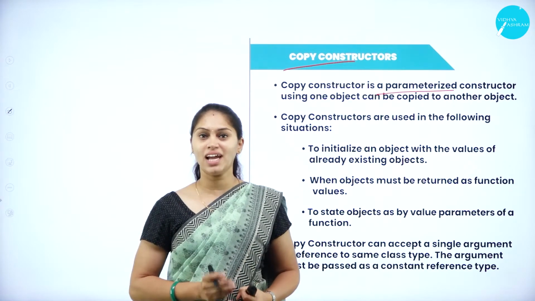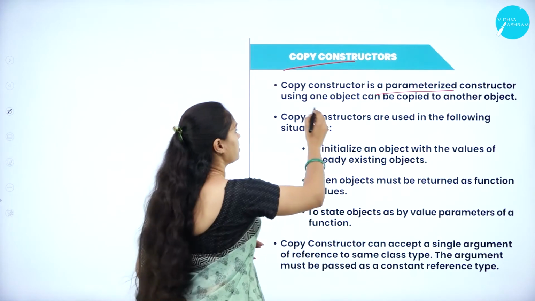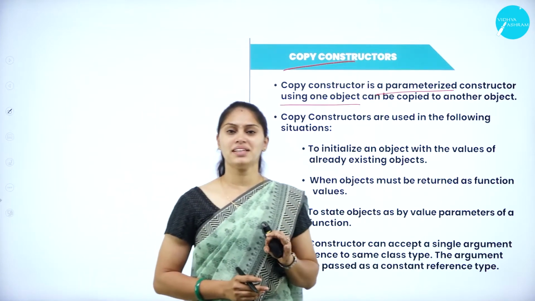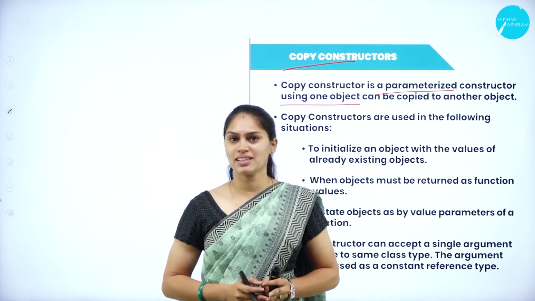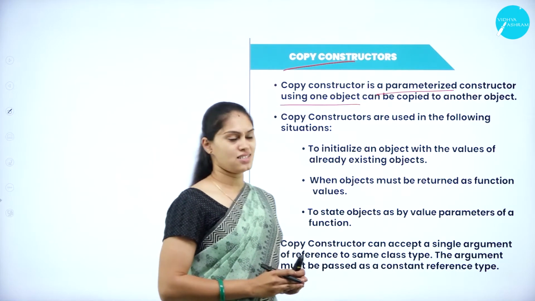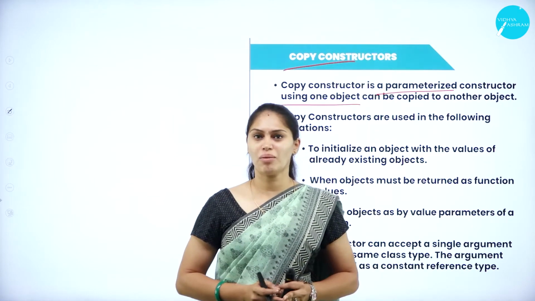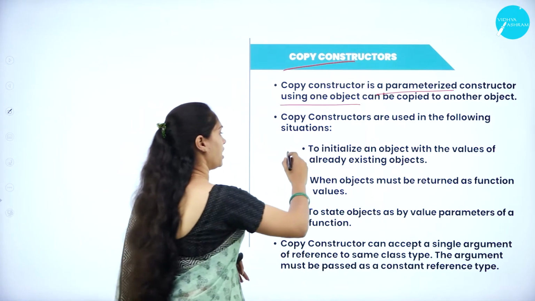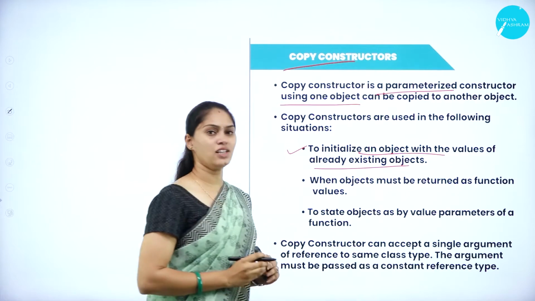What will it take? It will take an argument, and by making use of this copy constructor, I can copy the content of one object to another object. That is the copy constructor. Then what are the situations where I can apply this copy constructor concept? We'll see now. First, in order to initialize an object with the value of an already existing object.